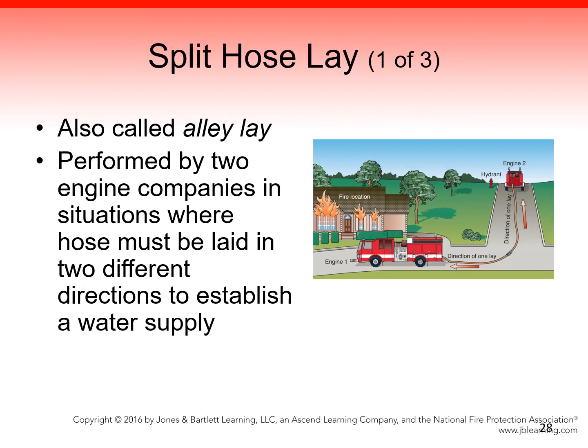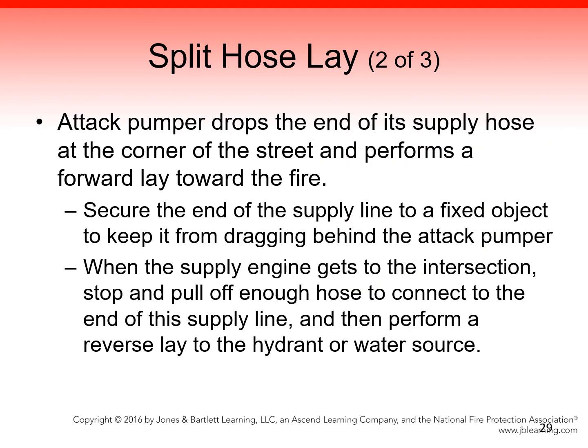Split hose lay. A split hose lay, also called an alley lay, is performed by two engine companies in situations where hoses must be laid in two different directions to establish a water supply. This evolution can be used when the attack pumper must approach a fire either along a dead-end street with no hydrant or down a long driveway. To perform a split hose lay, the attack pumper drops the end of its supply hose at the corner of the street and performs a forward lay towards the fire.